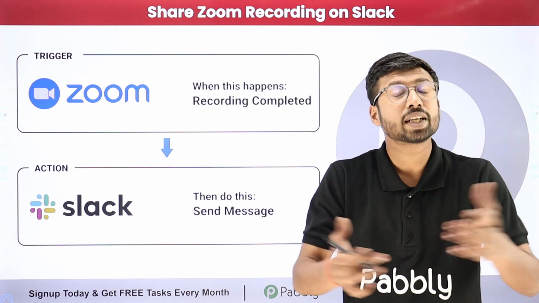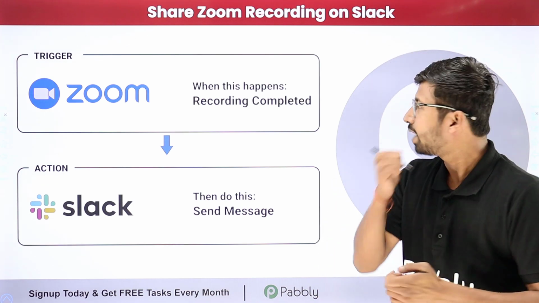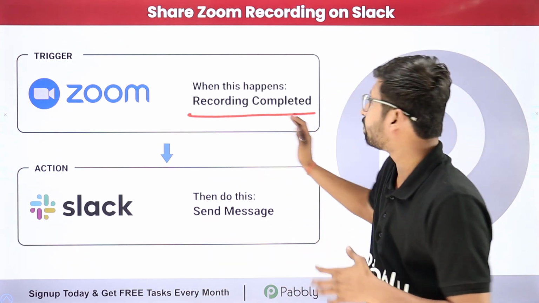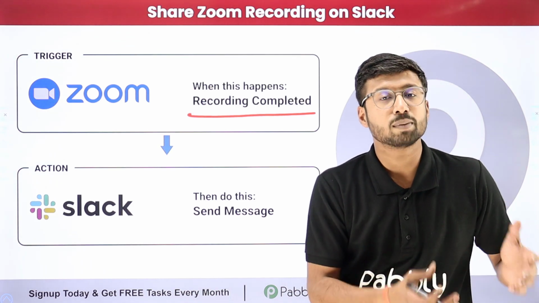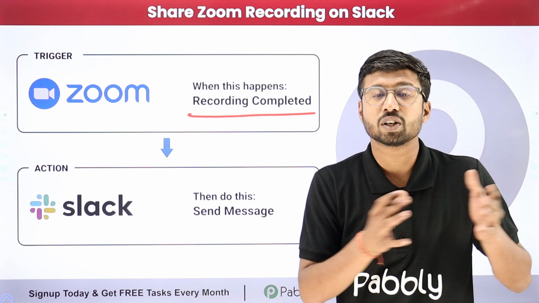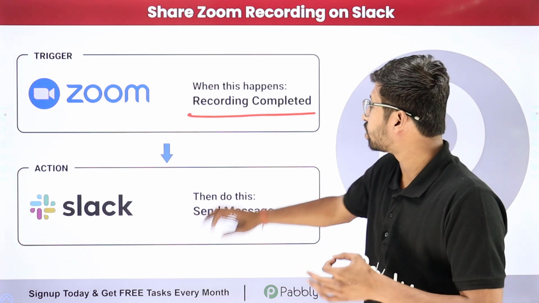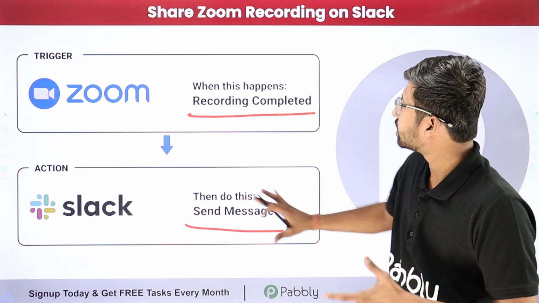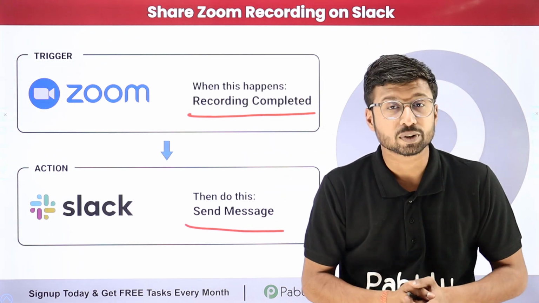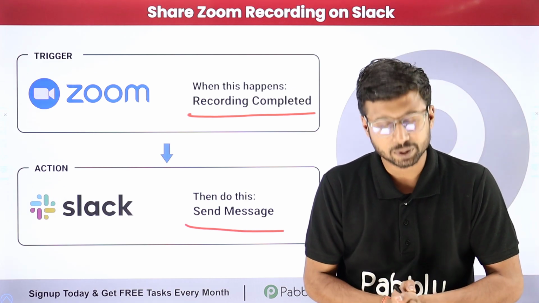So let me tell you, you can completely automate this process. In this automation, as a recording is completed on our Zoom meeting, automatically with all the recording details, like the meeting name, the video ID, the recording clip ID, all the details will be shared as a message on our Slack channel. Now, if you want to learn how you can set up this complete automation all by yourself, you just have to come with me to my screen.